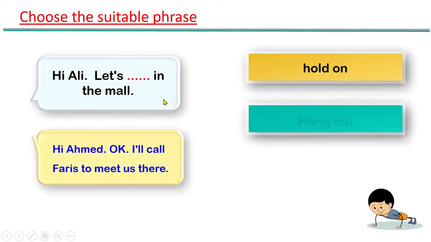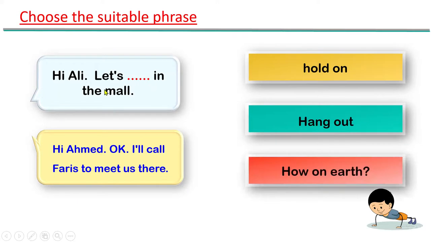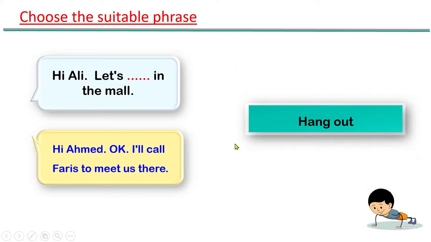Hi Ali, let's hang out in the mall. Hi Ahmed, okay, I'll call Faris to meet us there. Hi Ali, let's hang out in the mall. Which is the right answer? Is it hold on, hang out, how on earth? One, two, three. Of course, in the mall what will you do? Hang out.